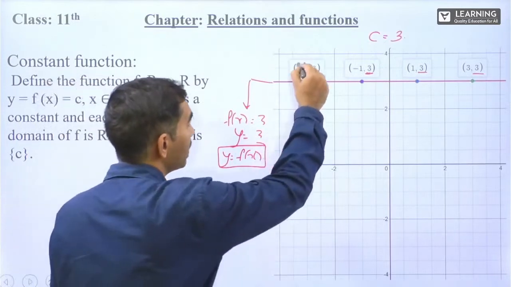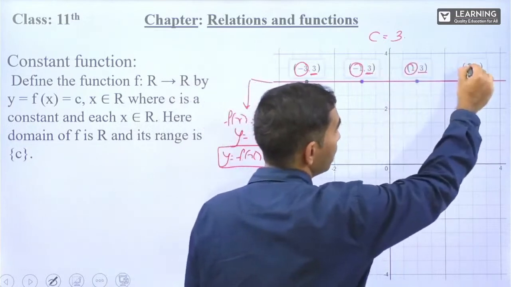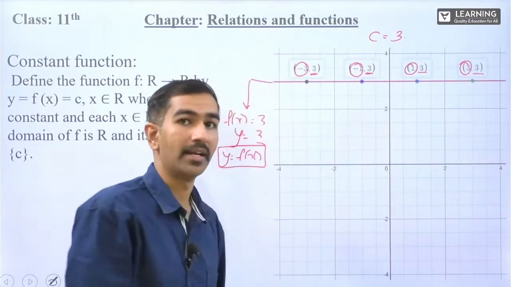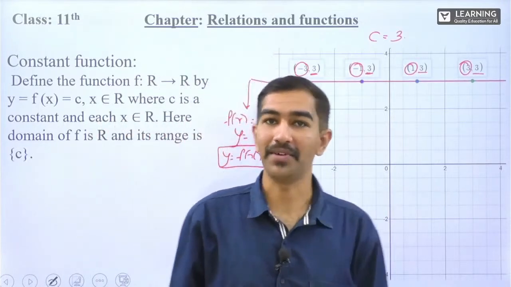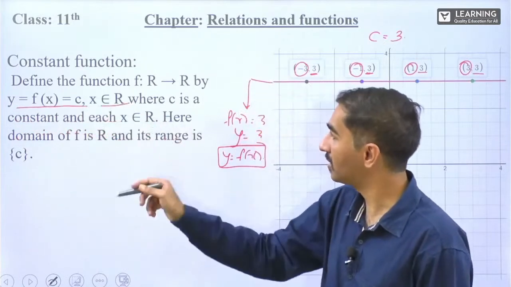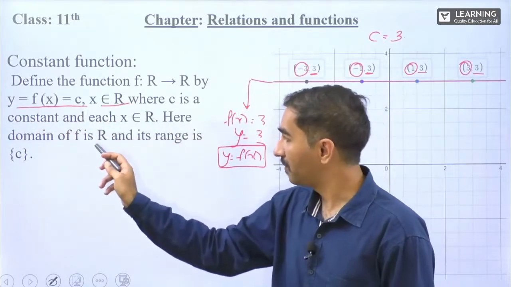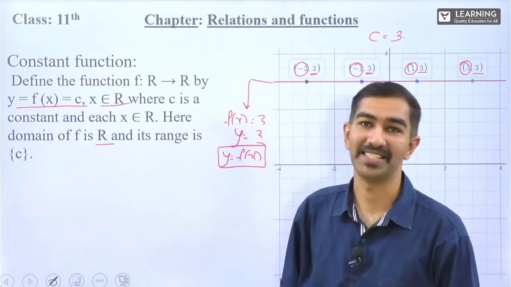Domain is nothing but the set of real numbers. See, minus 3, minus 1, 1 and 3. Understanding? So this is called as what? This is called as a constant function. y is equal to f of x is equal to c, x belongs to R. Domain of f is R and its range is c. Alright, moving on to the next function.